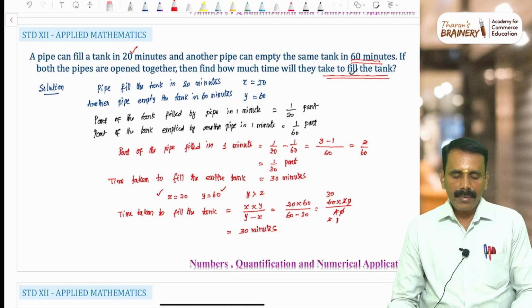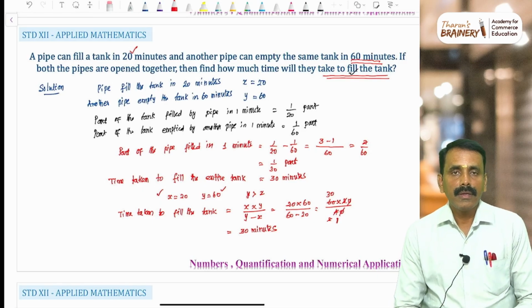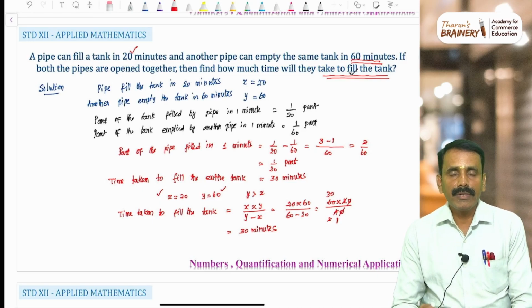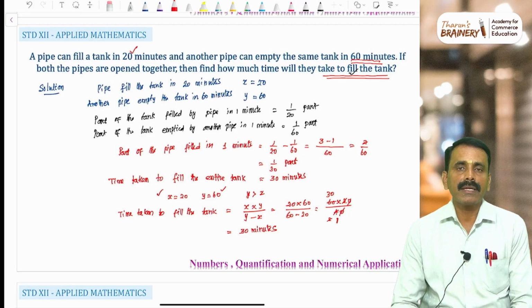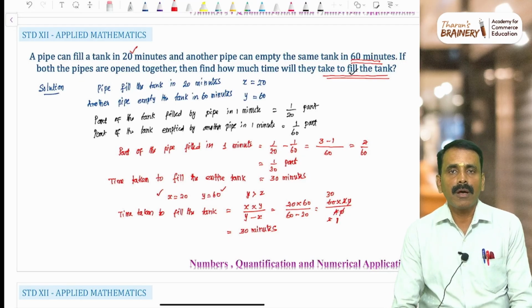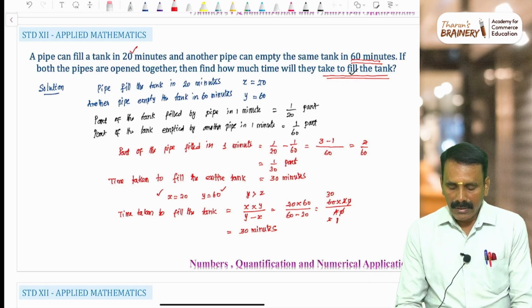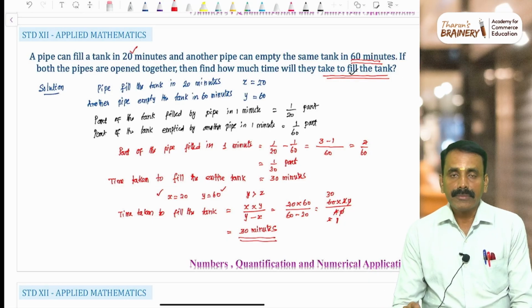So if the first pipe is going to fill the tank in 20 minutes and the second pipe is to empty the tank in 60 minutes, if both are operated together, then it will take 30 minutes to fill the tank.